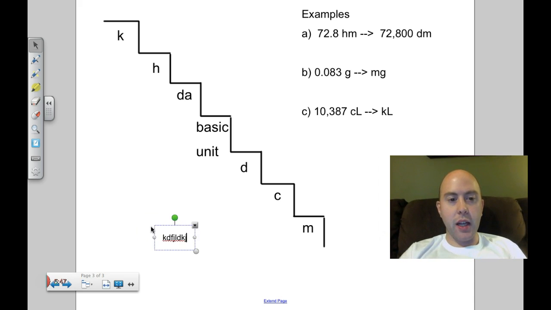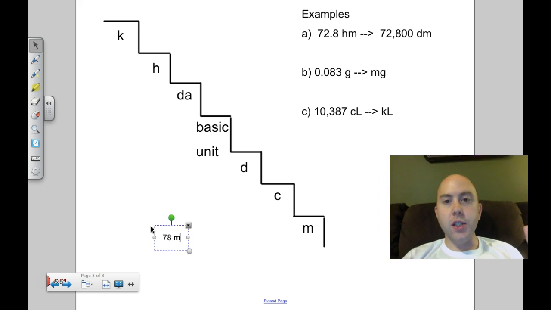Meter would be something like, I need a number, not letters. 78 meters. That's meters. That's a basic unit. MM would be millimeters. So be careful with that.